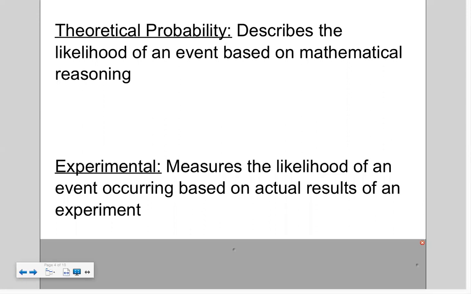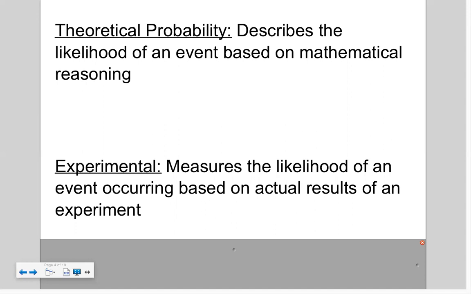Experimental probability measures the likelihood of an event occurring based on actual results of an experiment. Okay, now this is where the probability is a little bit different. Let's say that we did flip a coin, right? And we flipped the coin 10 times, and you got heads 4 times, you got tails 6 times. Well, our experimental probability tells us that number 1, it's not a fair coin. And number 2, on your next flip, you'd be more likely to get tails.